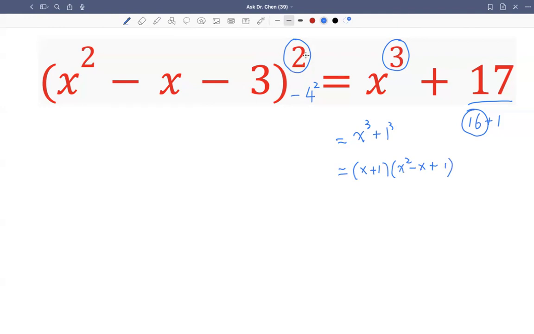Now let's look at this one. On the left-hand side, we have a difference of 2 squares, right? We have this square minus 4 squared. If we treat this as a, then a squared minus b squared, remember, is a plus b times a minus b. So x squared minus x minus 3 plus 4 gives us x squared minus x plus 1. So we can construct a common factor. Let's do that.